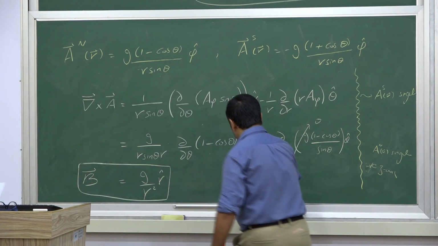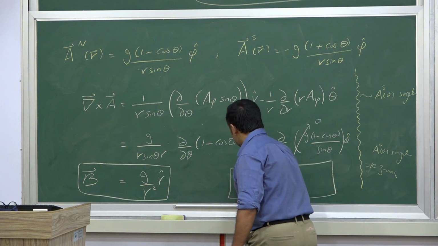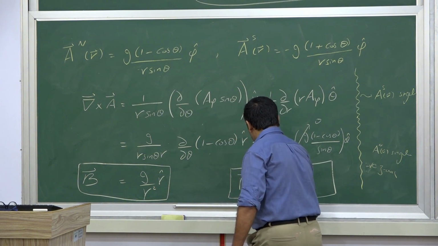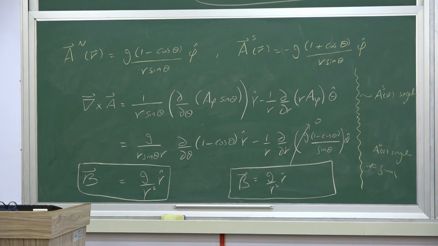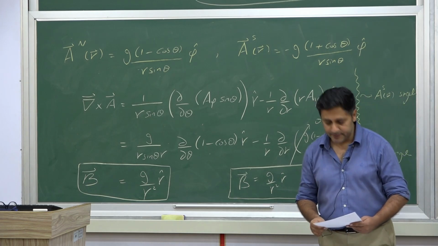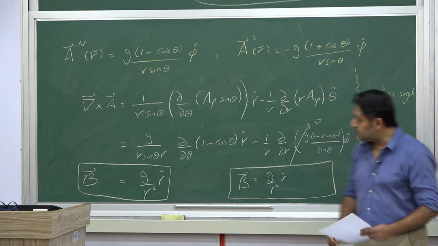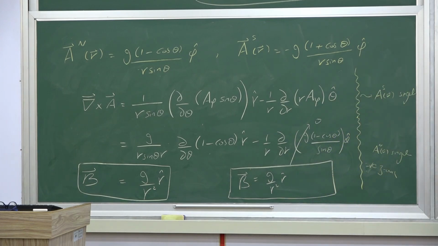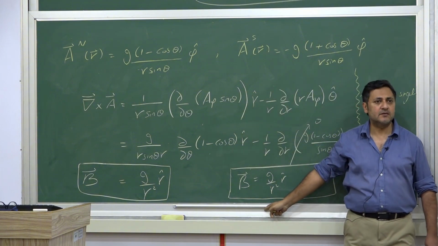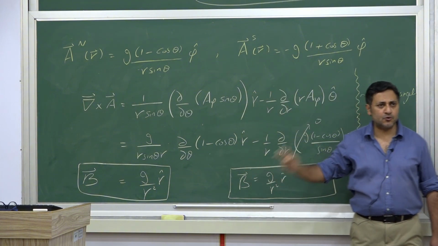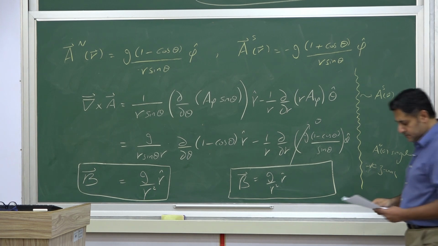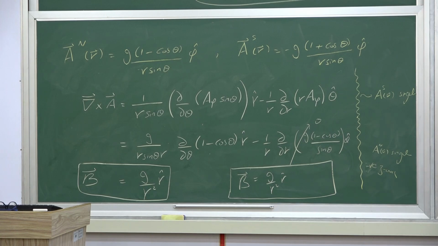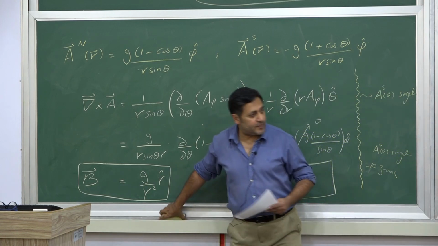Maybe I should write it here. So this is the Coulomb field which I wanted. So this potential gives me the field of a magnetic monopole. Similarly, the same thing happens for the A south. You get the same field, except that these formulas don't work on their corresponding singularities. So the question is, on the overlap regions, what happens?